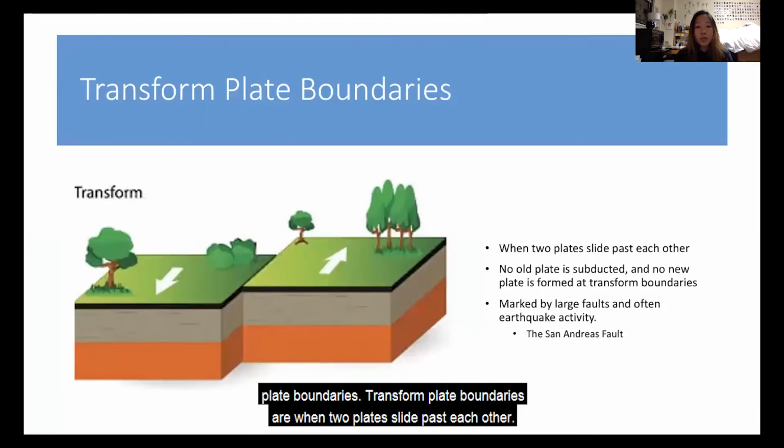Next, we have transform plate boundaries. Transform plate boundaries are when two plates slide past each other. No old plate is subducted and no new plate is formed at the transform boundaries. They simply slide across each other. This is usually marked with faults and a lot of earthquake activity. You may know the San Andreas Fault, which is the most famous fault that occurs along a transform boundary.